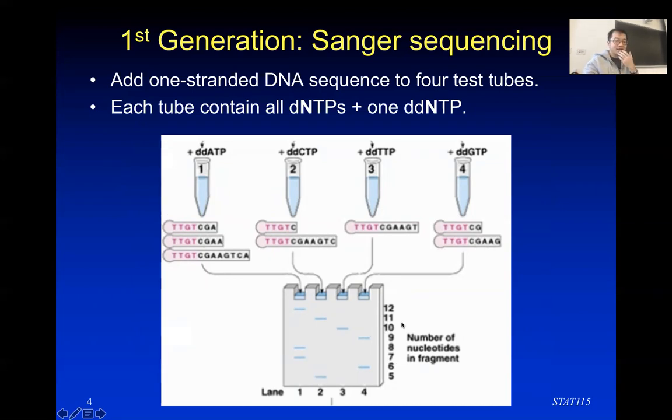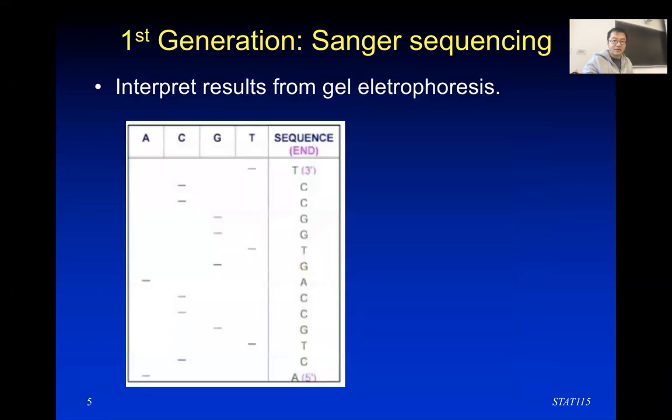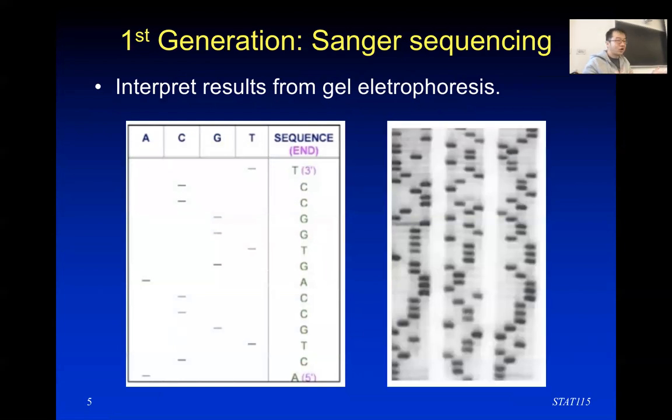And as you can see, this is very low throughput because it relies on human eyes to read that. And here is a screenshot of what we will see from the snapshot of the gel.